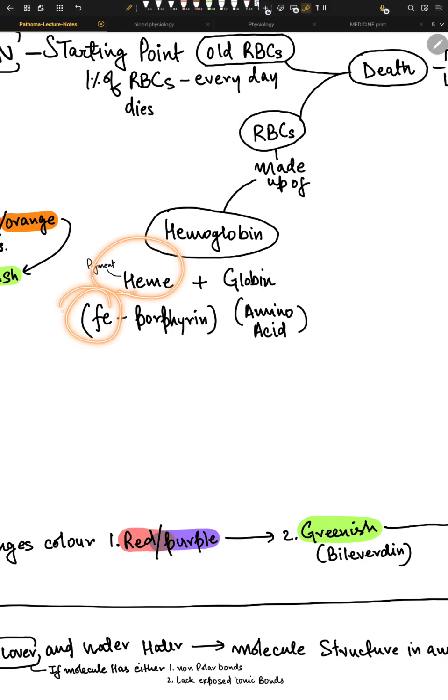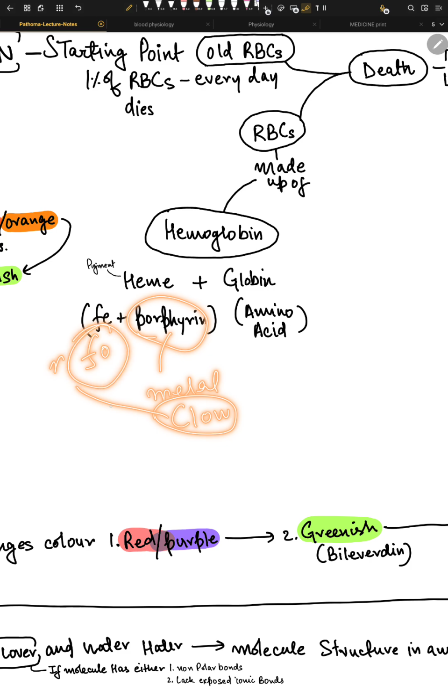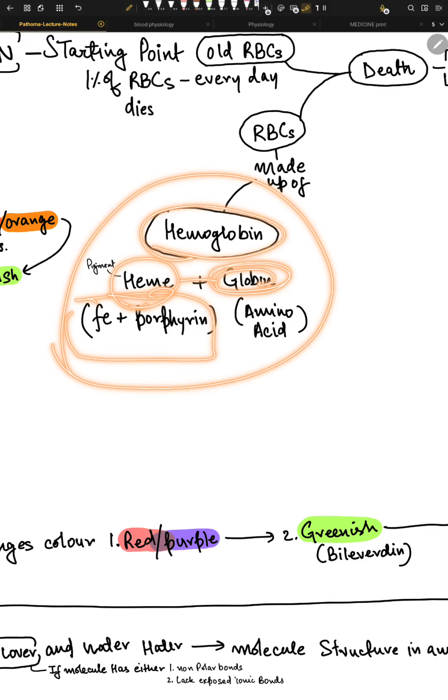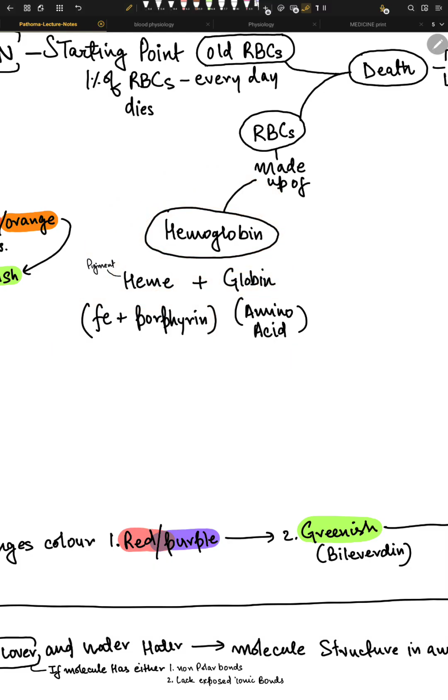Heme has a ferrous part and a porphyrin part. Ferrous is iron, and porphyrin is like a metal claw that holds the ferrous with it. If we have problems in porphyrin, we will have iron deficiency. So we must have good synthesis of porphyrin so that we can hold iron, and if we are able to hold these two things, we will form heme. And if we are able to join the globin chain with heme, we will have hemoglobin. That's the concept about hemoglobin, and that's how it is able to hold oxygen.